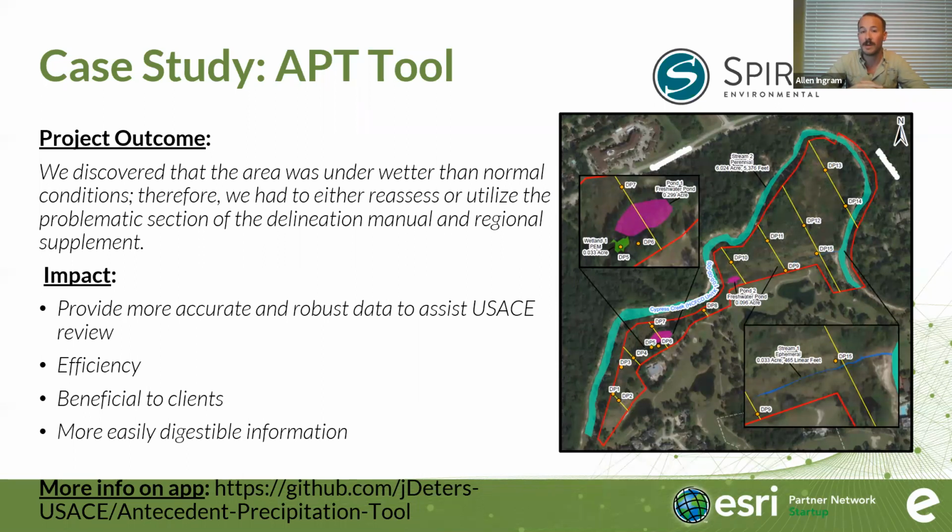And this is probably the direction they'll lean when they're reviewing delineation reports in the future. It's a little more efficient than using WETS tables. It's easier to digest with the graphic that you get, and it's beneficial to our clients. It saves us time, it saves them time, and it saves the Corps time in reviewing as well. But like I said, this whole APT tool is still in its beta testing form. There are still a few kinks to work out, but overall, it's pretty efficient and easy to use.